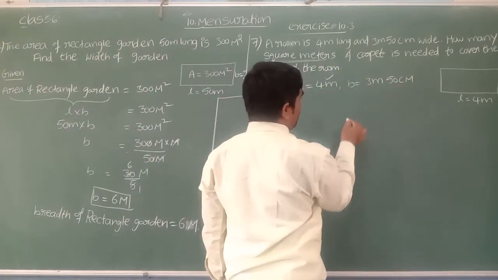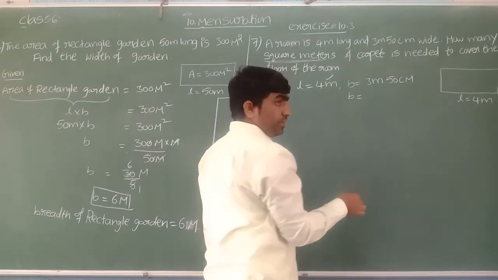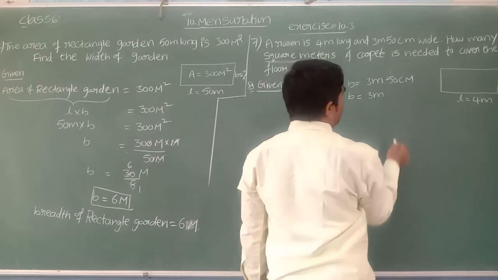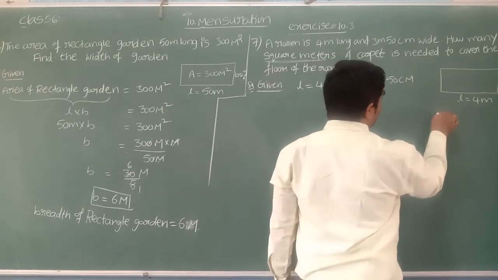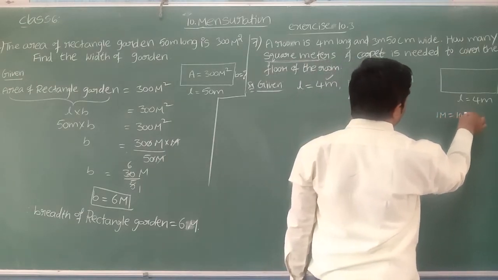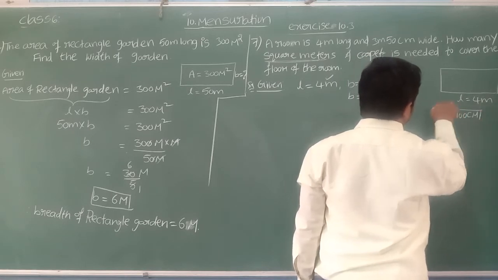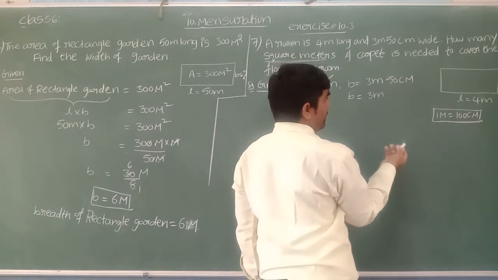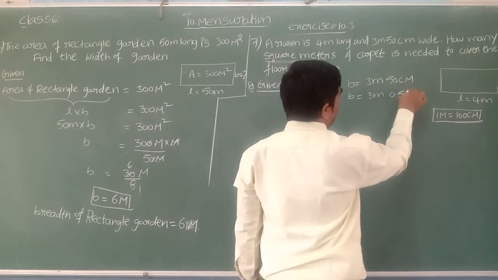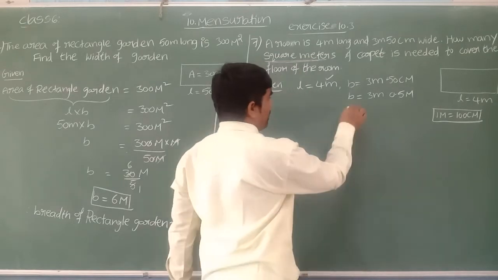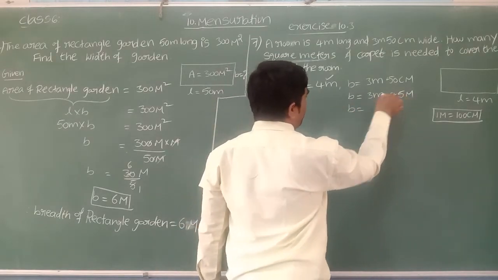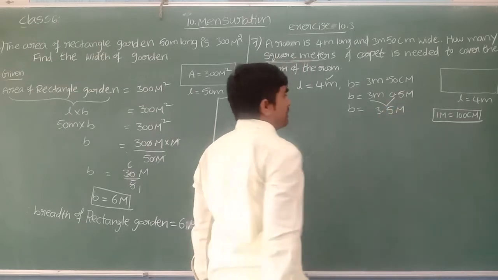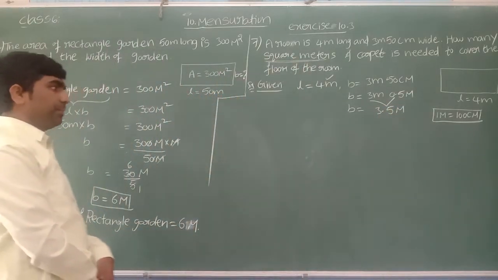This I want to change into meters. See better, breadth is equal to 3 meter 50 centimeter. We have a condition that 1 meter is equal to 100 centimeters. Then 50 centimeter means half meter. Half means 0.5 meter. So 3 meter and 0.5 meter together gives us 3.5 meters.